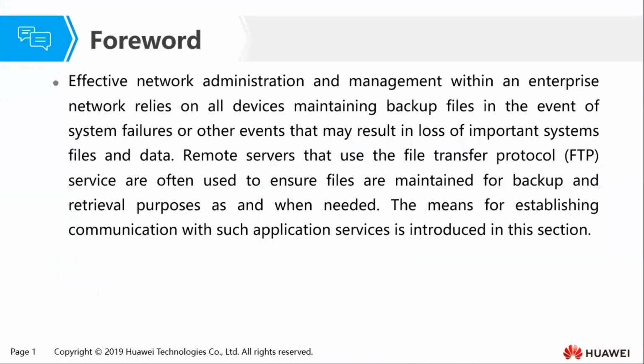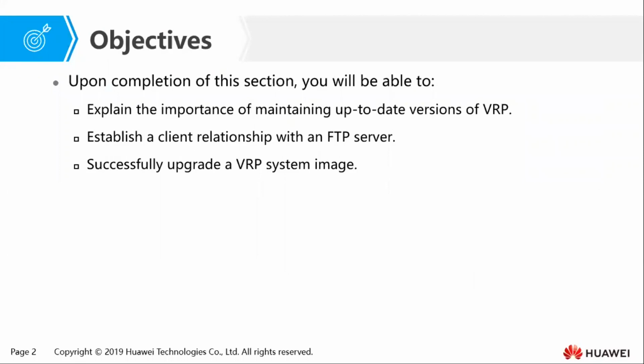So I'll read the foreword. Effective network administration and management within an enterprise network relies on all devices maintaining backup files, in the event of system failures or other events that may result in loss of important system files and data. Remote servers that use the file transfer protocol service are often used to ensure files are maintained for backup and retrieval purposes as and when needed. The means for establishing communication with such application services is introduced in this section. By the end of this chapter, you should be able to.